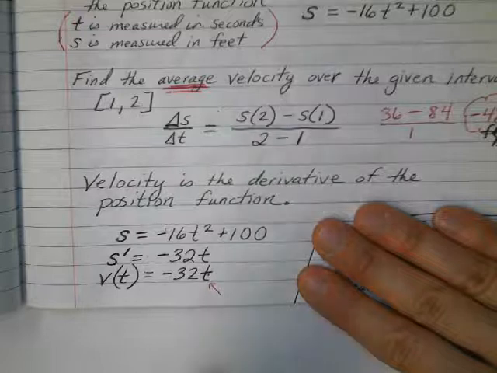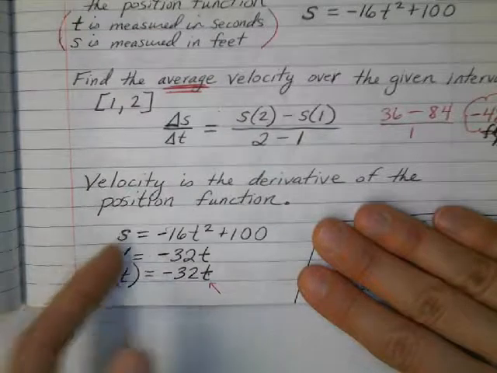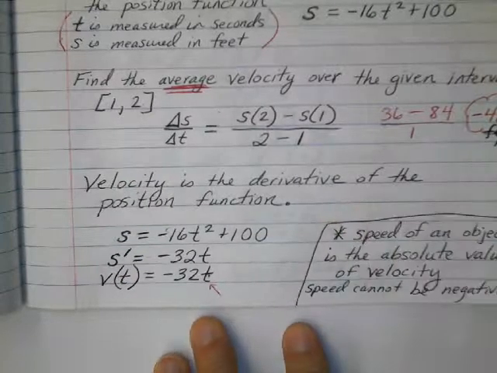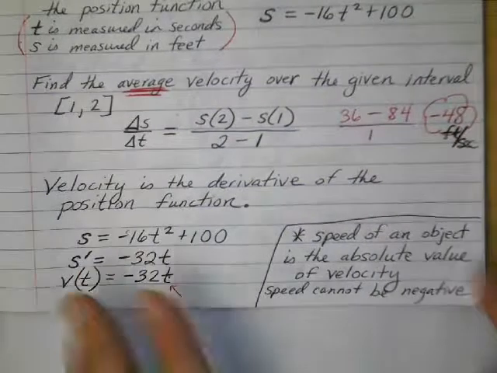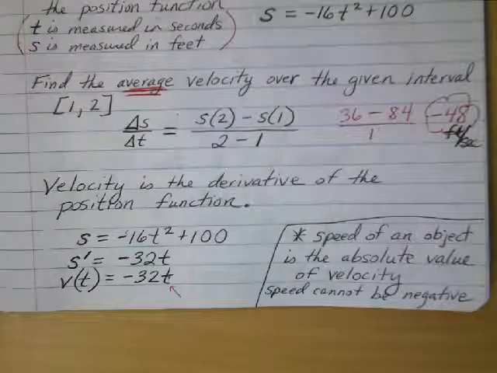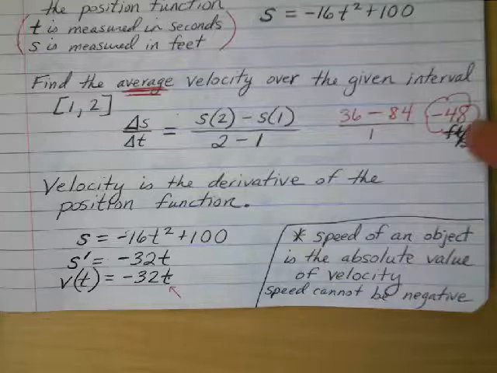Instantaneous velocity at any time value, you'd use this function. So yep, the derivative of the position function is velocity. And then another little side note is sometimes they ask about the speed of an object. The speed is the absolute value of velocity. Speed cannot be negative, but velocity can be negative because velocity shows a direction, like a vector.